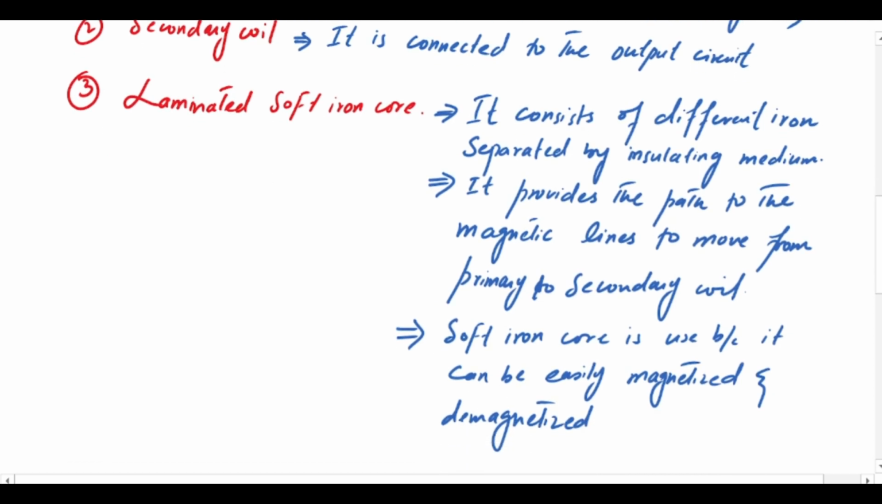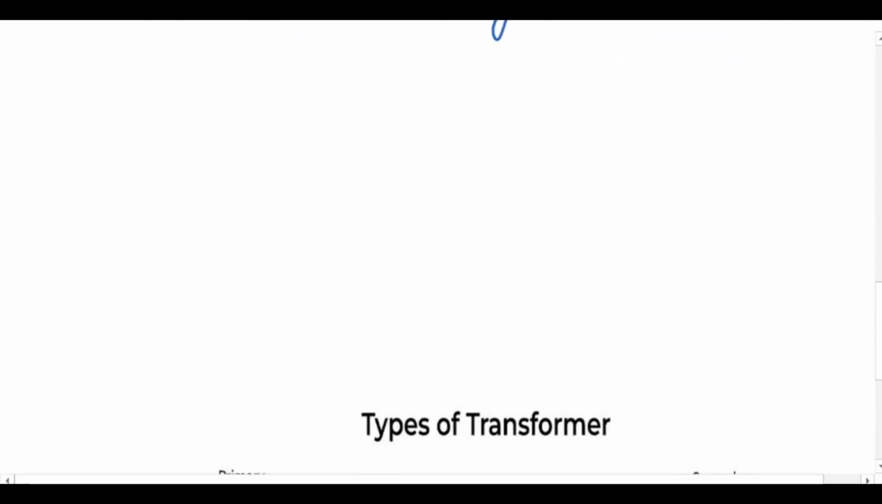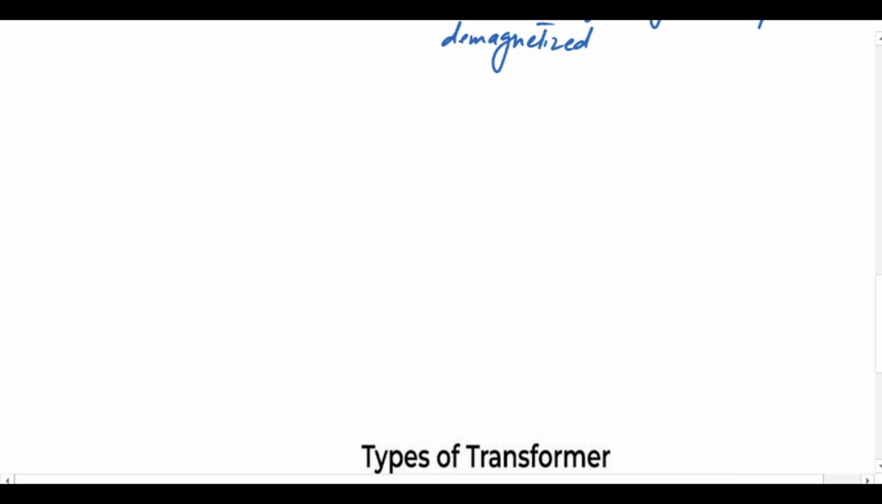secondary coil. And the last, why are we using soft iron? Why are we not using just iron, that it should be soft iron? Because soft iron is a soft magnetic material and it can be easily magnetized and demagnetized. Any confusion? No, sir. Next is working, how the transformer works.